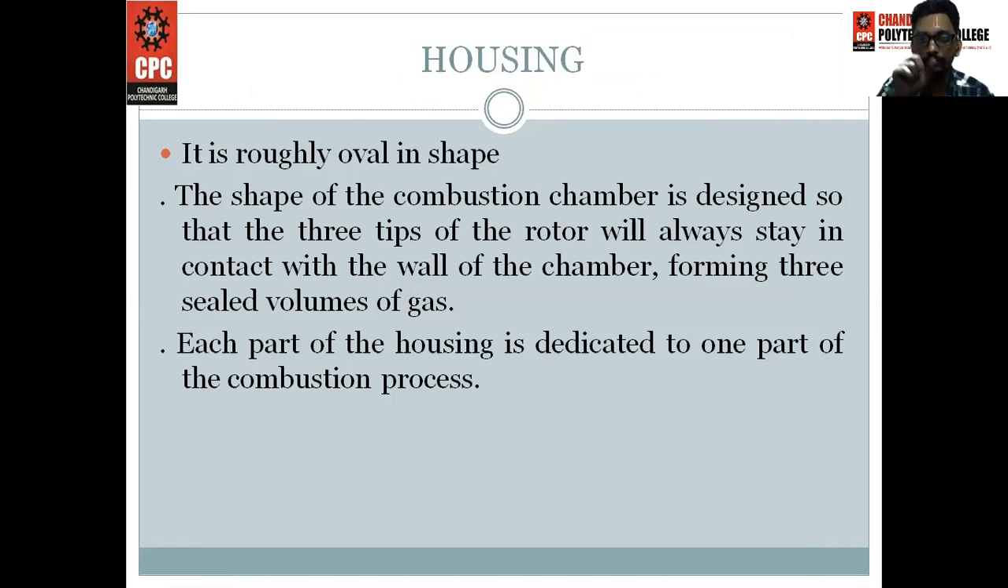The housing is roughly oval in shape, which we also saw in the previous slide, in the first introduction slide. It is oval in shape. The shape of the combustion chamber is designed so that the three tips of the rotor will always stay in contact with the wall of the chamber, forming three sealed volumes of gas.